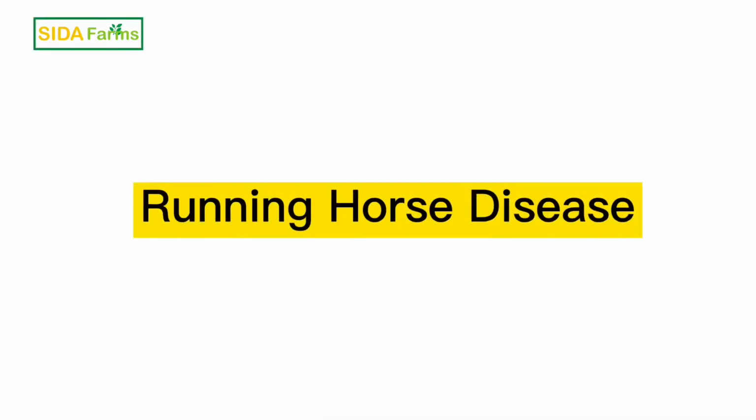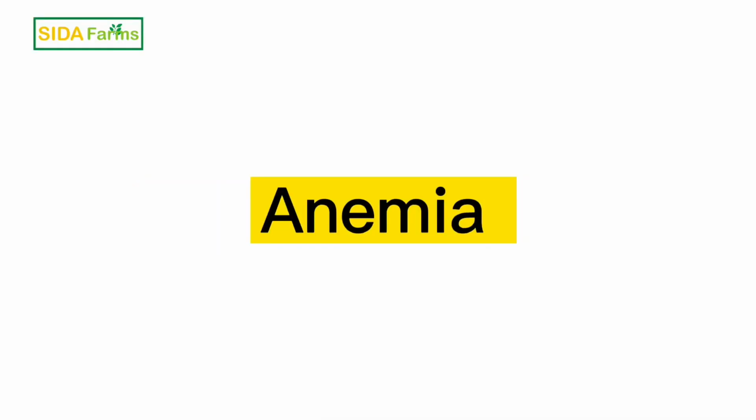Now we have so many other diseases. We have running horse disease, we have anemia, we have gill rot, and so many others. We have gas bubble disease. And it is important that as a fish farmer, you take note of all these diseases.